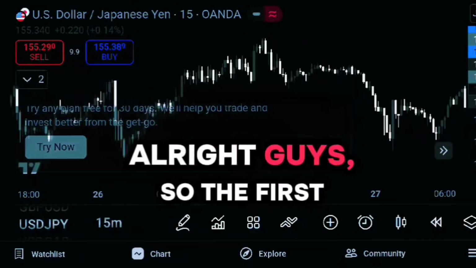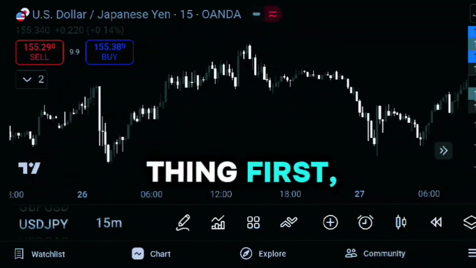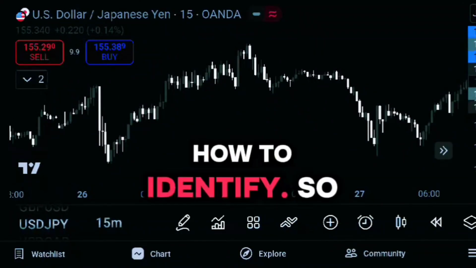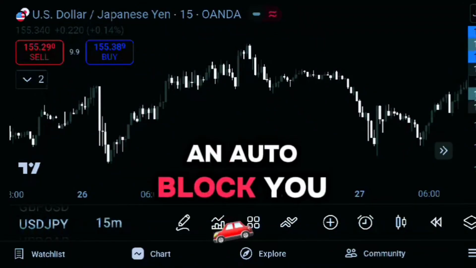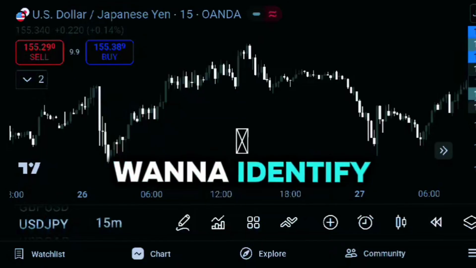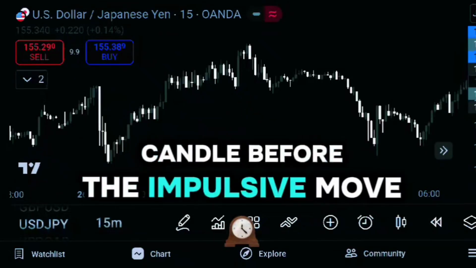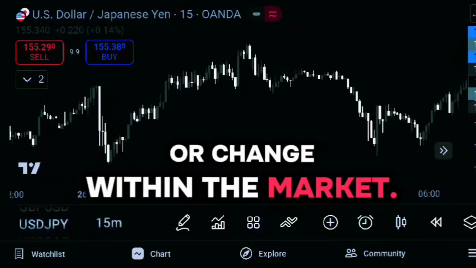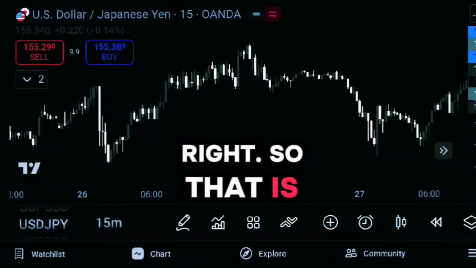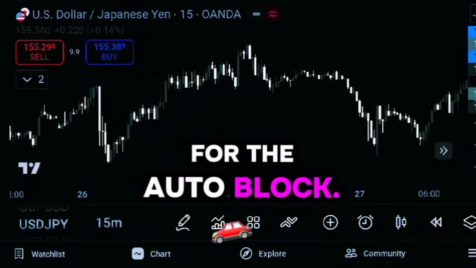Alright guys, so first things first, how to identify it. An order block you want to identify is the last opposite candle before the impulsive move or change in the market, right? So that is how we're going to look for the order block.